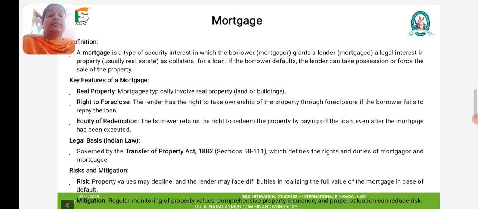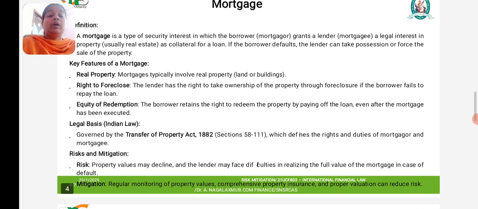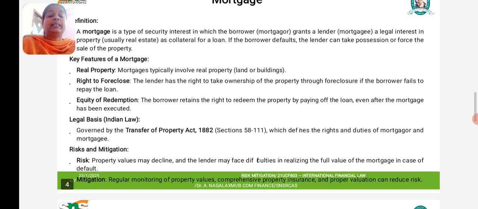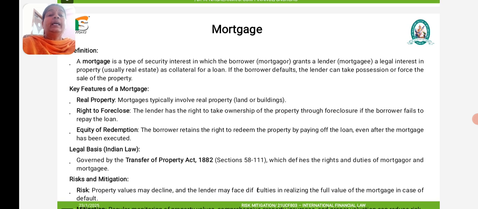The next one is the mortgage. Mortgage in a sense is a type of security interest in which the borrower, that is the mortgagor, grants a lender, the mortgagee, a legal interest in the property, usually real estate, as collateral for a loan. If the borrower defaults, the lender can take possession or force the sale of the property.